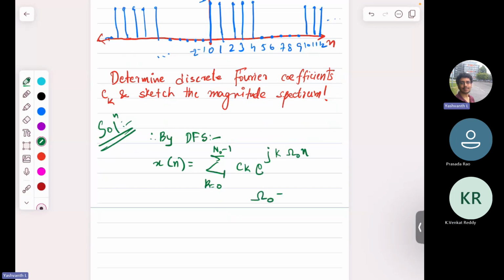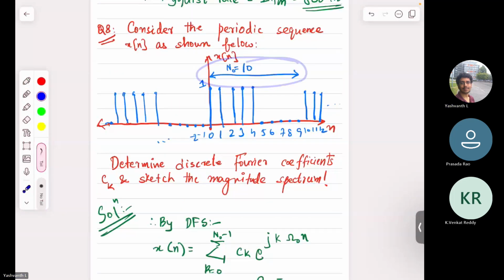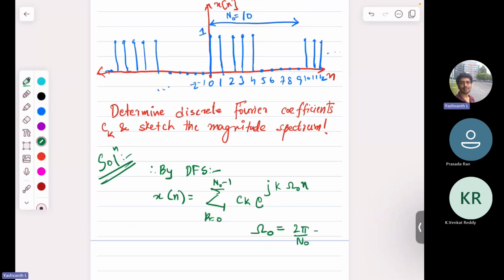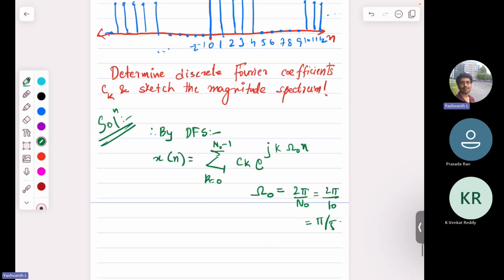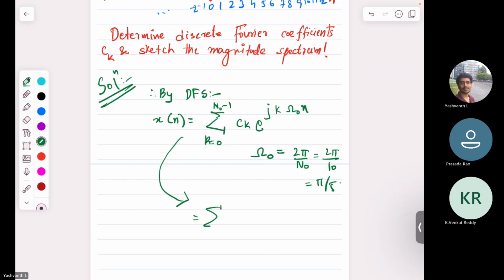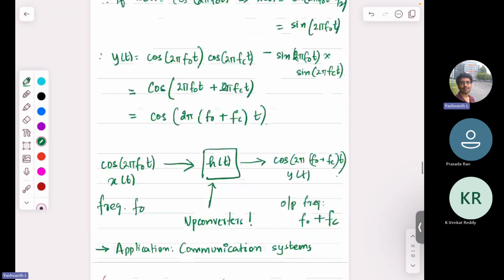Omega naught is nothing but very simple. See here, n naught is 10. So what is omega naught? 2 pi by n naught, right? Omega naught is 2 pi by n naught, which is nothing but 2 pi by 10, which is equal to pi by 5. Therefore, your discrete Fourier series takes the expression x of n equal to summation k equal to 0 to n naught minus 1 of ck into e raised to j k pi by 5 n.